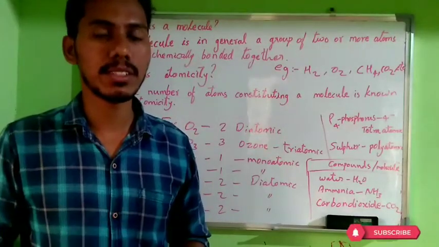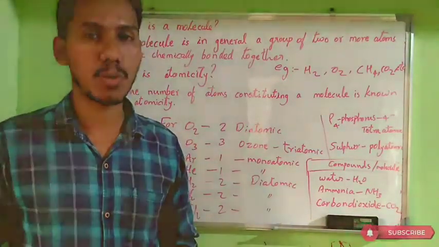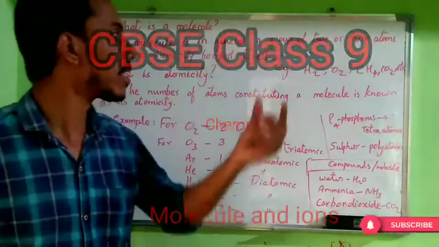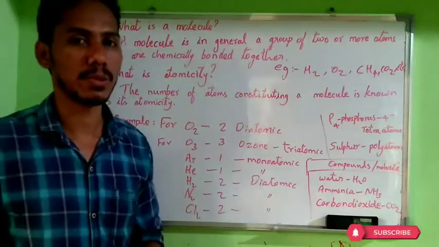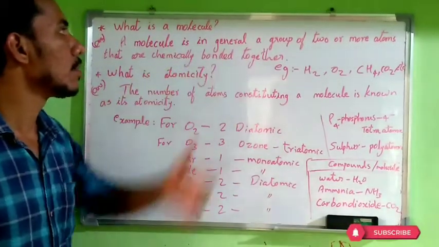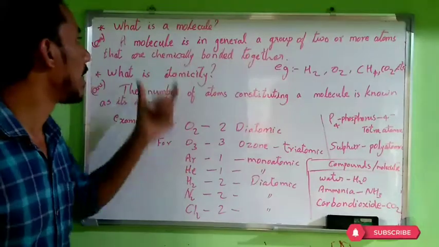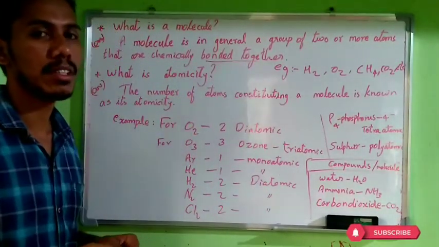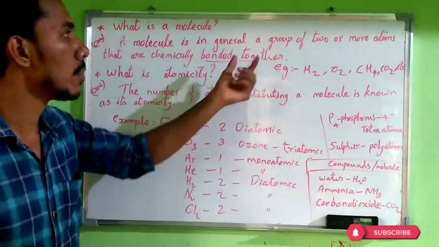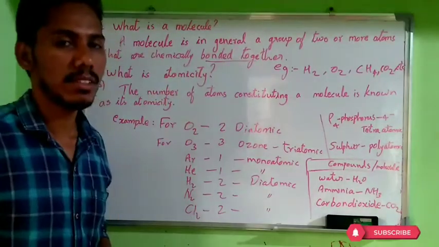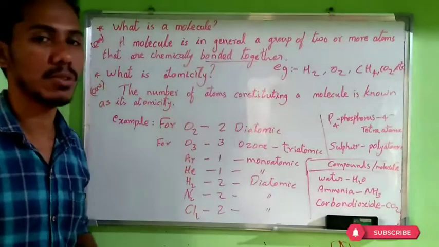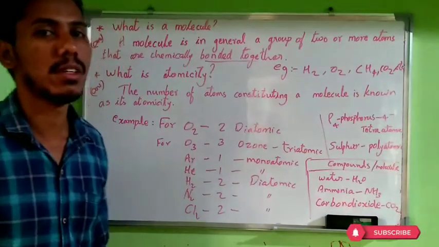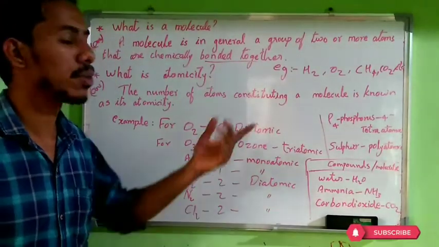And here we have to discuss more about atoms and molecules. The second is molecule. What is a molecule? A molecule is a group of two or more atoms that are chemically bonded together. Molecule means a group of atoms. That is the general definition of a molecule. Examples: H2O2, CH4, NH3, CO2, etc.